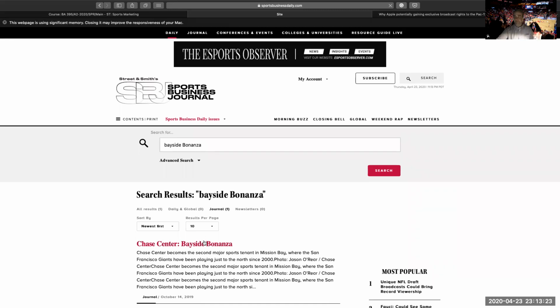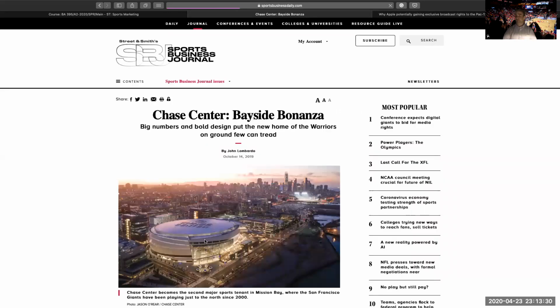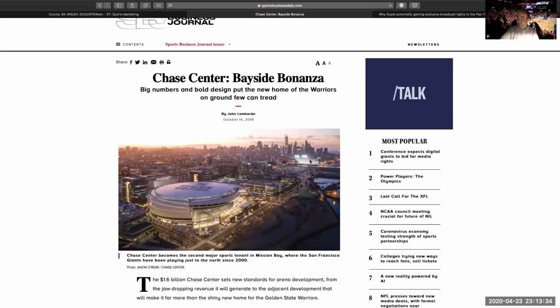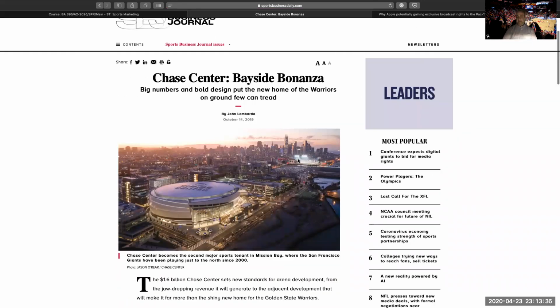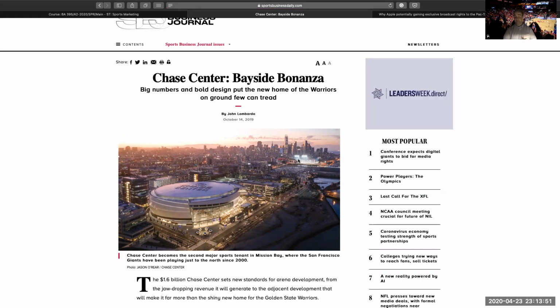The Chase Center. So for those of you who are NBA fans, you will recognize that as the new home of the Golden State Warriors. It's also located down in Mission Bay, which is right down the street from the San Francisco Giants facility. Cost $1.6 billion to build, has an 18,000 plus seat capacity. Its LED space on the video board, 9,699 square feet, largest in the NBA. It'll host over 200 events a year.